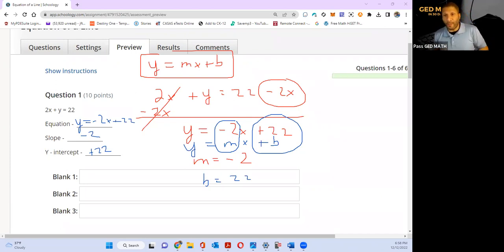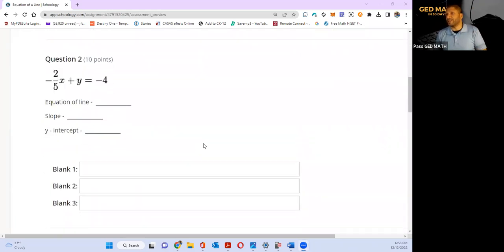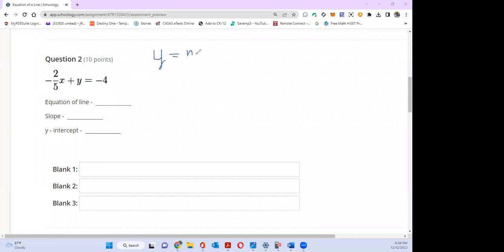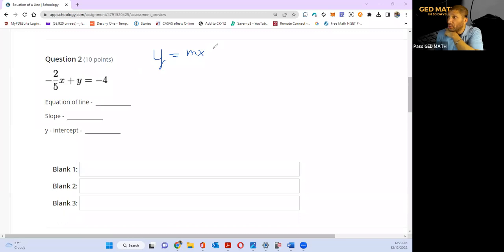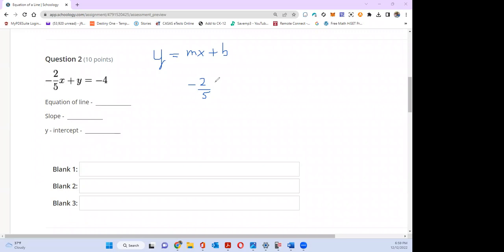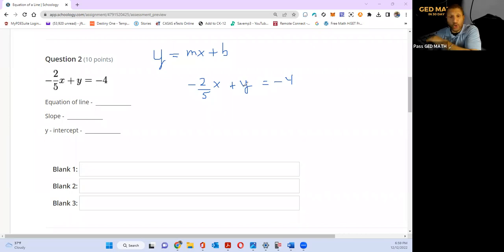Okay, let's do one more problem. I'm giving y'all some things tonight. Y'all might not understand what I'm giving you, but watch this. Again, is y by itself? No. Okay, so how do I get rid of minus 2/5 x? What's the opposite of minus 2/5 x? Positive 2/5 x.